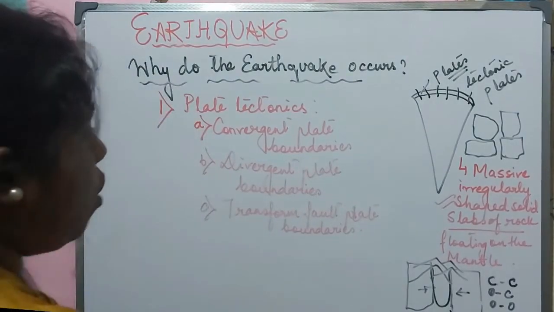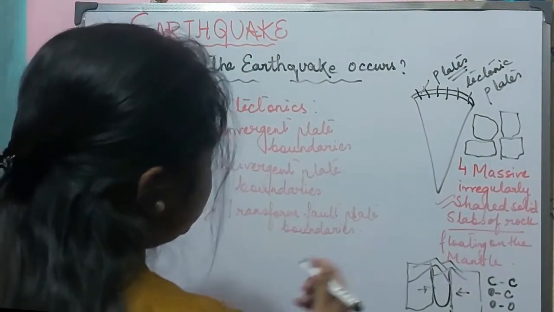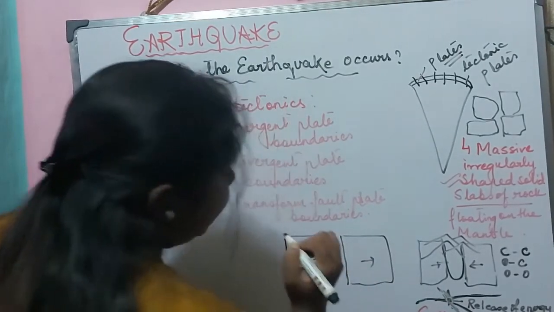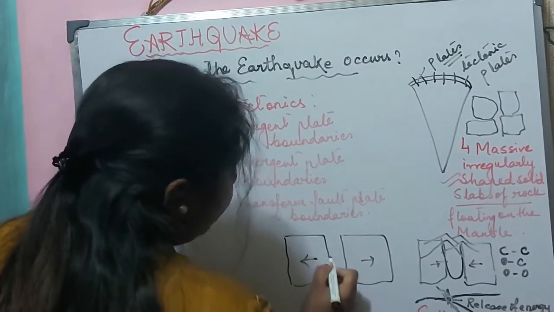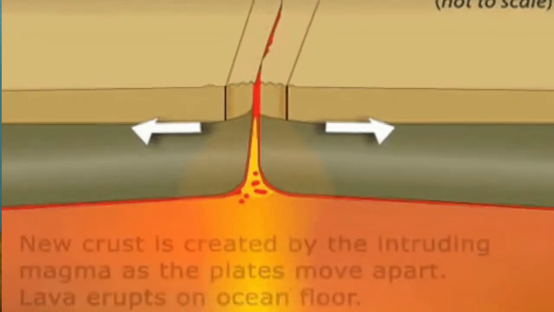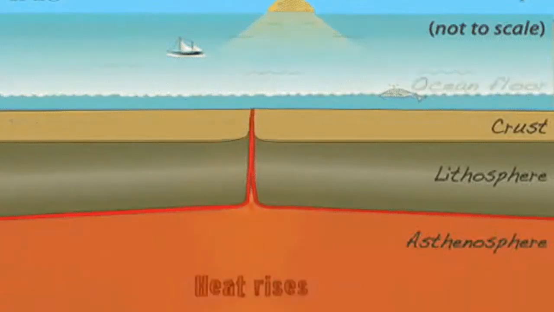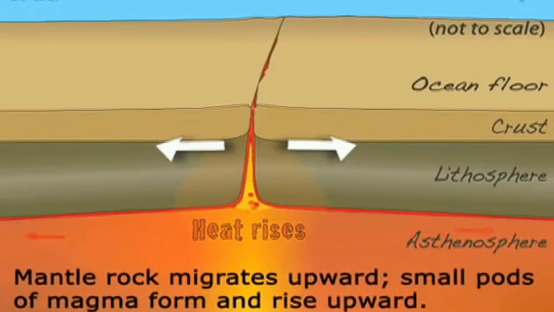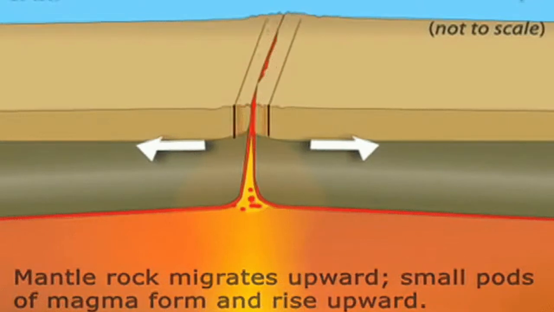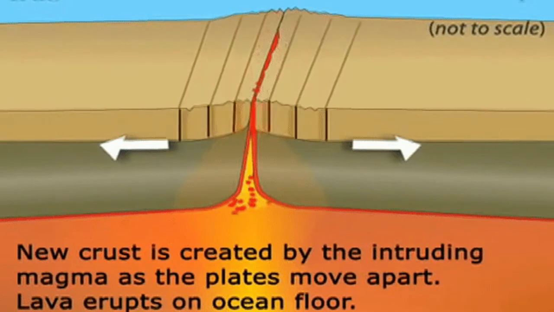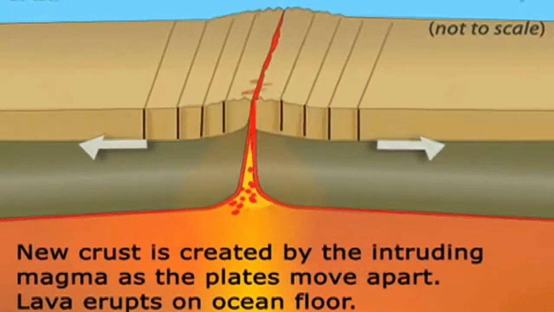Now in case of the divergent plate boundary, what will happen? The plates move away from each other. Now as they move away from each other, they lead to volcanic activities and shallow earthquakes. That means the intensity of the earthquake is not that much.